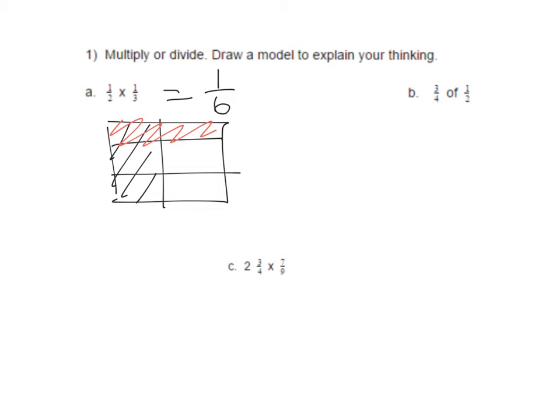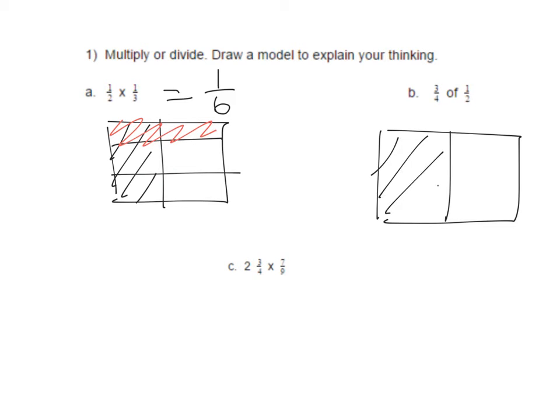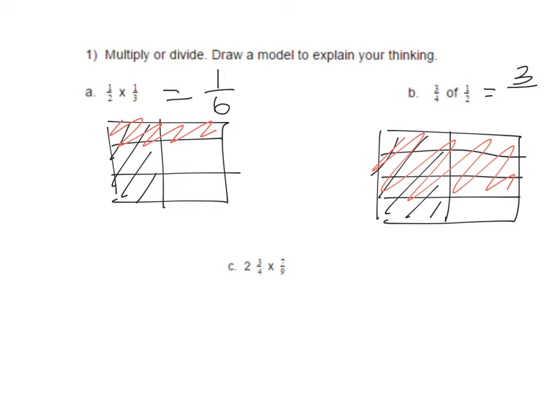3/4 of 1/2. So again, we have 1/2, and we want 3/4 of it. So we're going to split it into fourths. We're going to shade 3/4. Our answer is what is shaded by both. We have 3 shaded by both out of 1, 2, 3, 4, 5, 6, 7, 8. So our answer, 3/4 of 1/2, is 3/8.